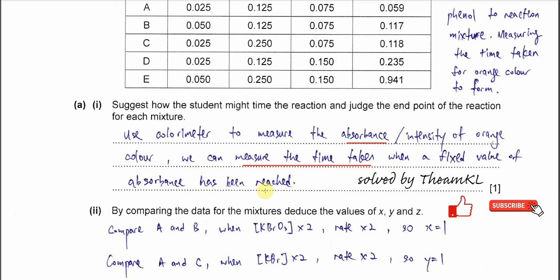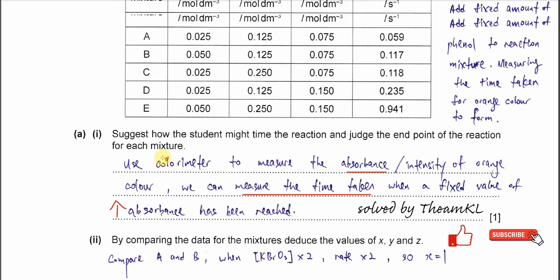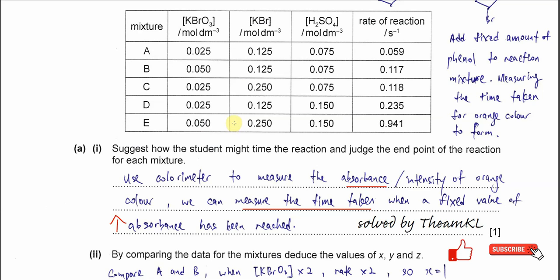We can measure the time taken when a fixed value of absorbance has been reached. Let's say now we set one absorbance value. If the bromine keeps on being produced, absorbance gets higher and higher. When it reaches the value that we set, then we stop the timing. So therefore we can get the time for each of these reaction mixtures. Each reaction mixture takes a different time, so that's why we get different rates. Okay, this is how we do it using the colorimeter. If you don't want to use this method, you also can.